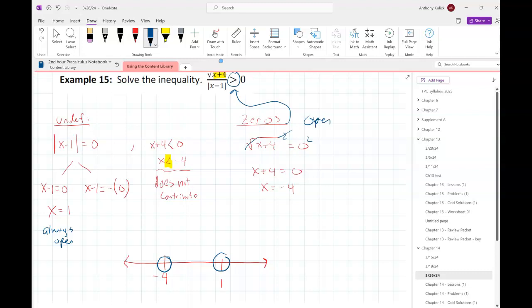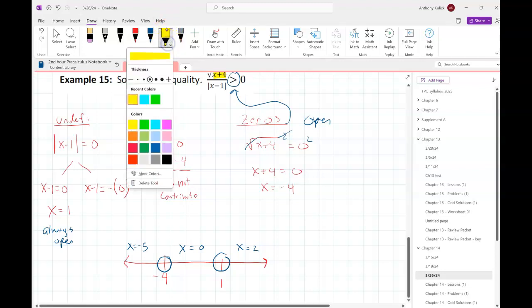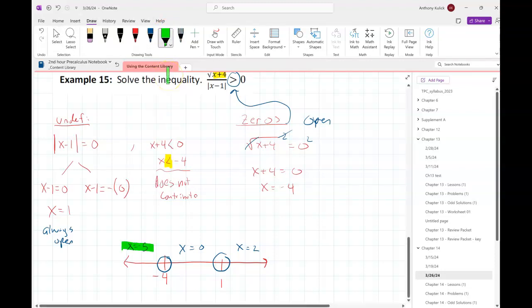Cool? All right, let's pick some test values. So I have, let's pick -4, 0, and 2. Did you guys see any issues here? Yes, very good.